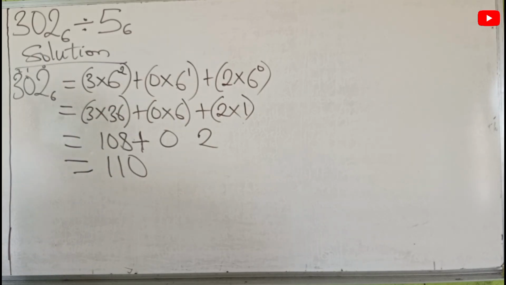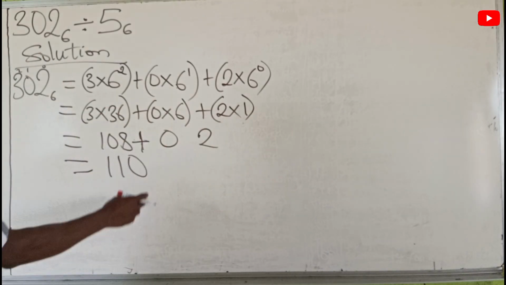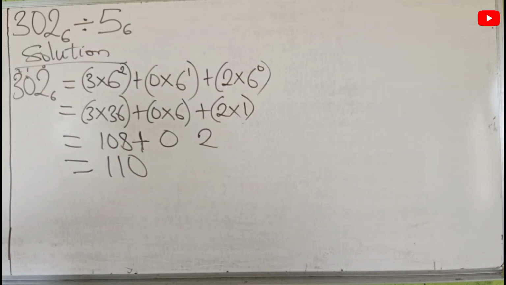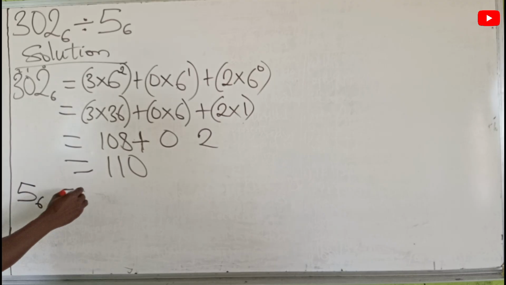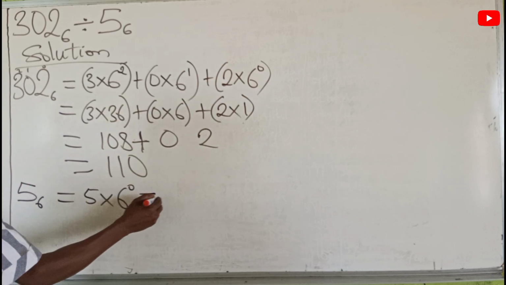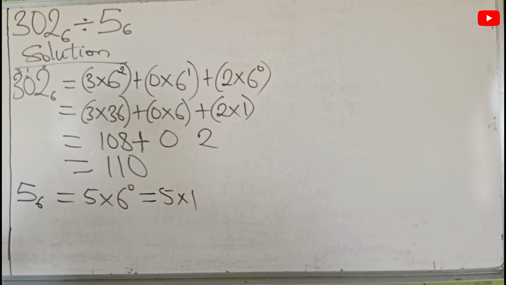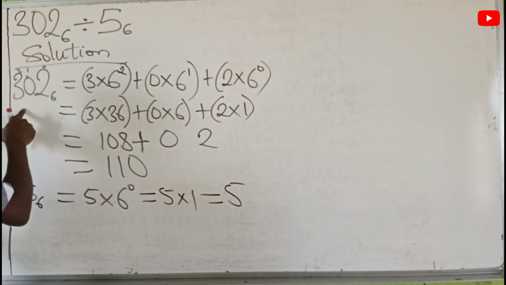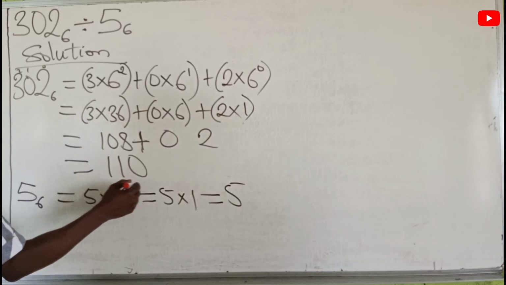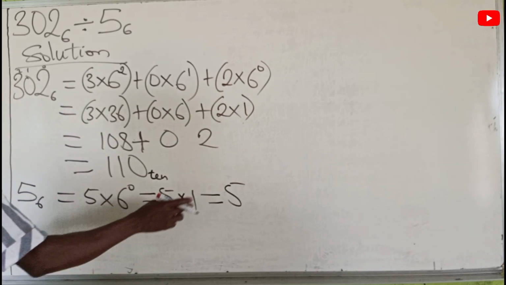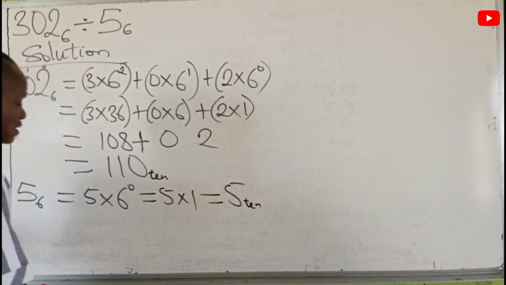In base 10, of course, there is no need writing 10 here since the number is in base 10. But if you want, you can still write it there. The next one is 5. Let's convert 5 in base 6 to base 10. That will be 5 times 6 raised to power 0, since 5 is only one digit there, which is equal to 5 times 1. 6 raised to power 0 is 1, and then 5 times 1 is still equal to 5. So 302 converted from base 6 to base 10 is equal to 110. Then 5 in base 6 converted to base 10 is still 5 in base 10.